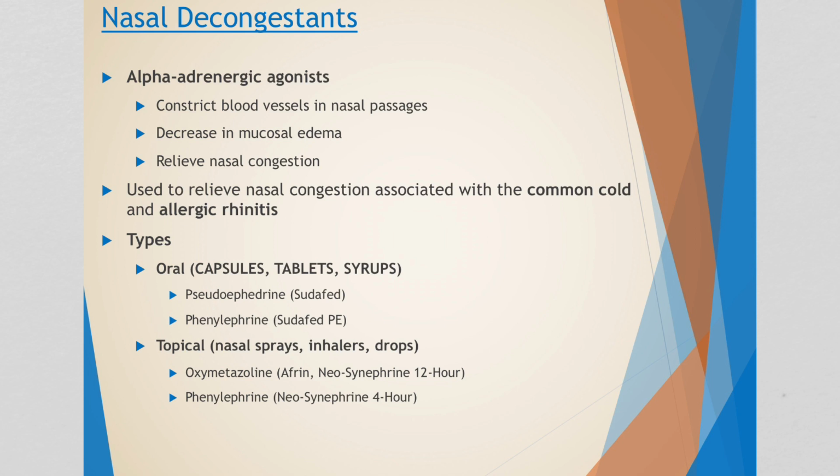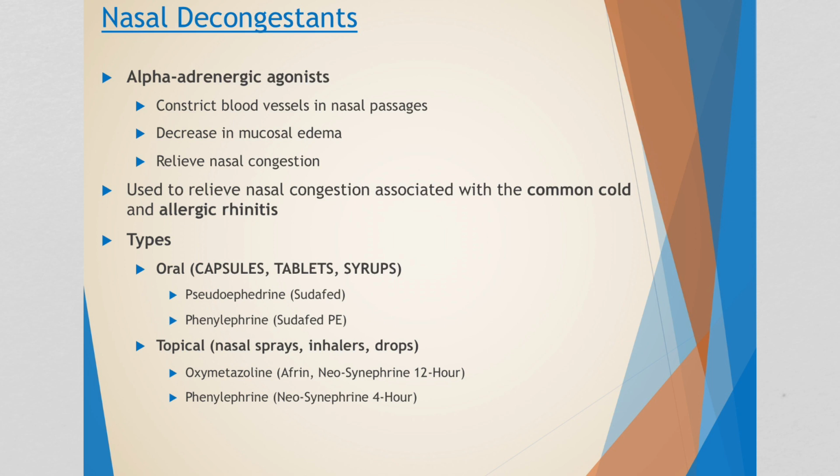Now, with nasal decongestants, of course, there are different types. You've got your oral forms, which could be capsules, tablets, and syrups. But what's tried and true for our oral, regardless of which form, is there are two key nasal decongestant drugs: pseudoephedrine, which is most often seen in Sudafed, and phenylephrine, which is seen in Sudafed PE. Those are the two most common types of nasal decongestants that we might ingest.